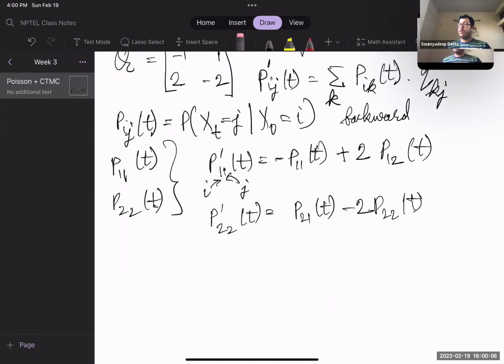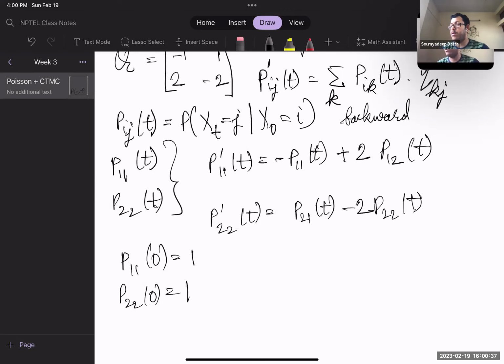So I have to solve this system of differential equations here. We have two initial conditions, right? P_11(0) equal to 1 and P_22(0) equal to 1. Why is this? Because in zero time, if X_0 is equal to i, then at t equal to 0, X_0 also has to be equal to i. There will be no transition in zero time, so the probability of self transition is always equal to 1. For any differential equation, if you remember, we get a general solution and a particular solution. For the particular solution, we need these initial conditions.